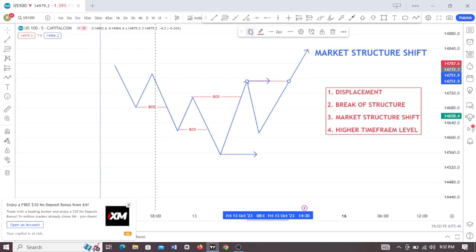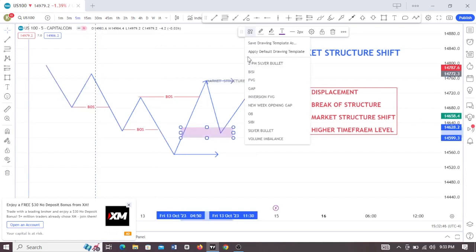This is not just a break of structure, but a market structure shift. Why do I say it's a market structure shift? Because this movement here has a displacement, and we found that the market was going to a fair value gap in a discounted market. So whenever the market is trying to move into a certain direction, it will either move into a fair value gap before going into the opposite direction, or it will run into an order block, then move into the direction that is wanted. For me, this is now a market structure shift.